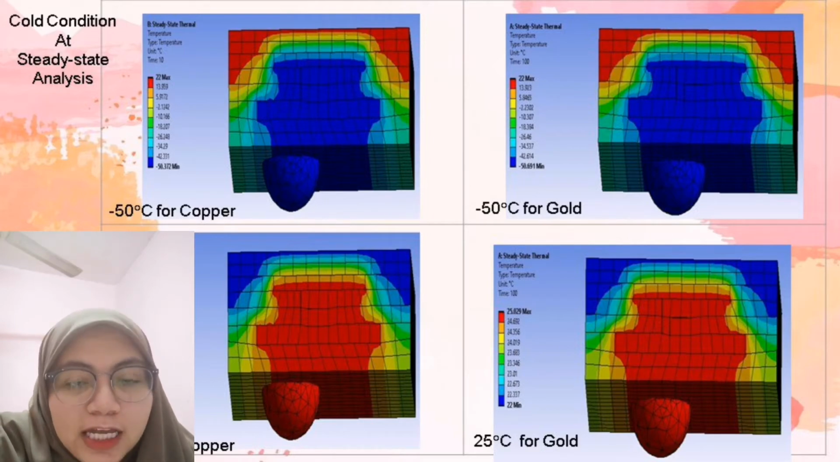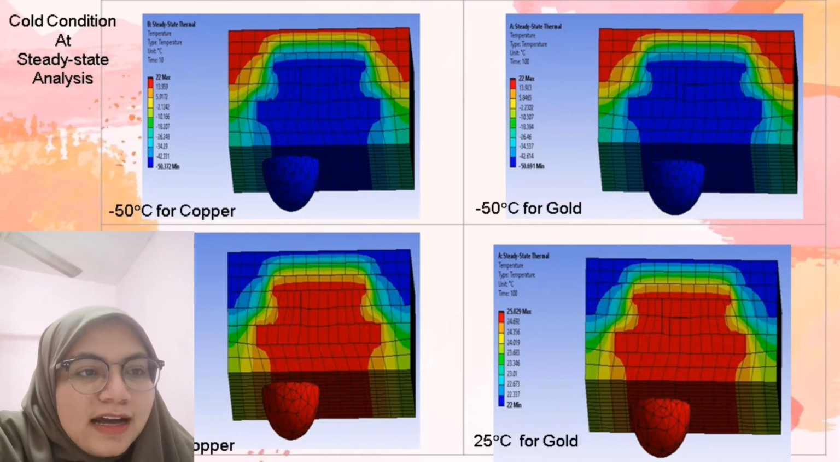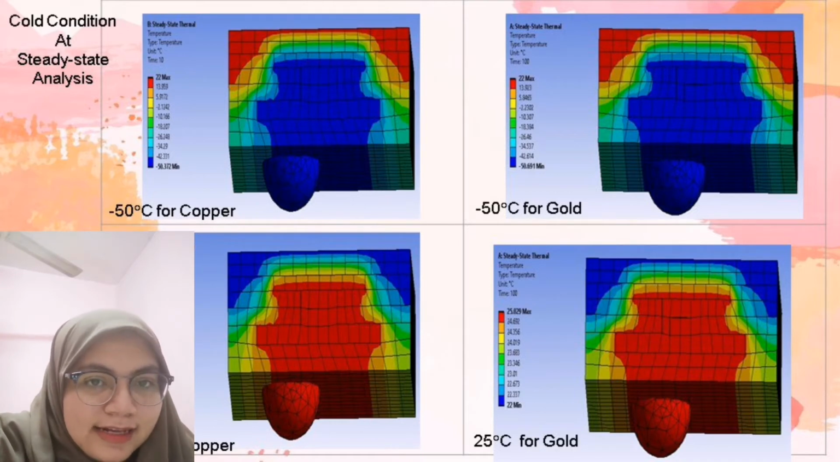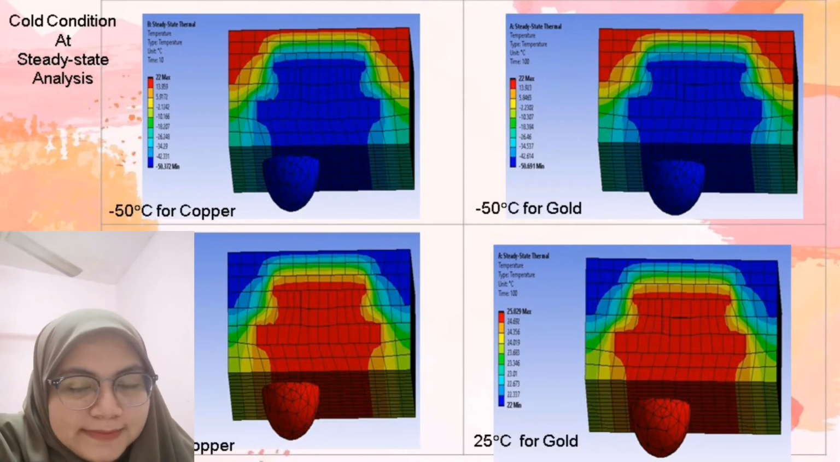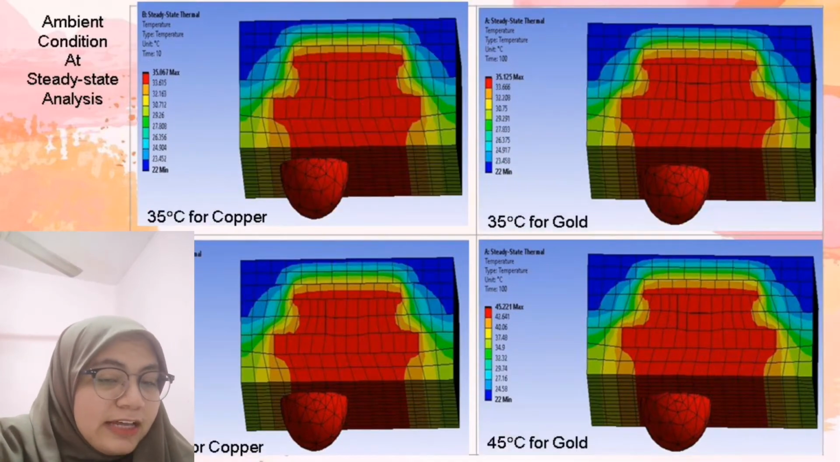Okay, for the result in the cool condition for the steady state analysis, we can see that for negative 50 degrees Celsius applied to the surface, the maximum temperature for both the copper and gold materials is 22 degrees Celsius. While for 25 degrees Celsius applied to the copper and the gold material, the rise of temperature is only 0.29 for gold and 0.016 for copper.